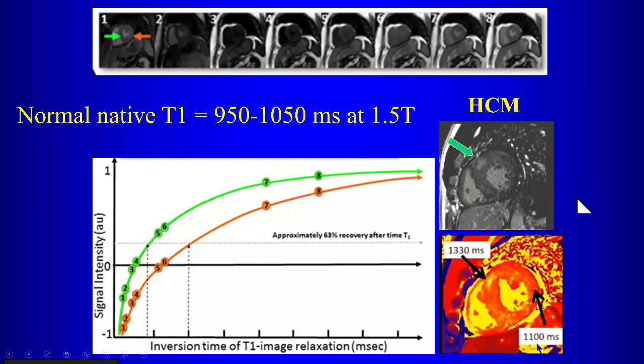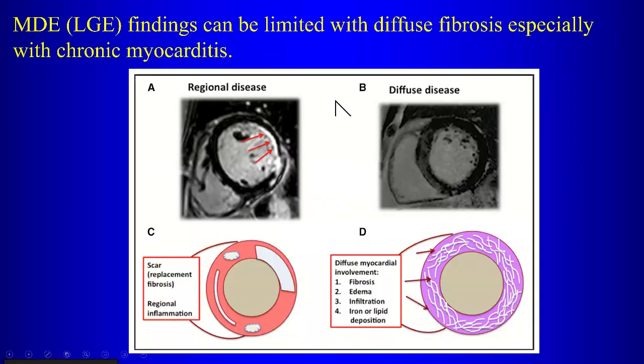What we can do then is measure the T1 times of our native myocardium, compare that to normal myocardium, and then find abnormalities within the myocardium. Here, there's this focal area of hypertrophic cardiomyopathy. So when you measure that area, we can see that the T1 time there is prolonged. It takes longer for that to recover compared to more normal myocardium. Okay, so T1 mapping is another way to look for pathologic regions of the myocardium.